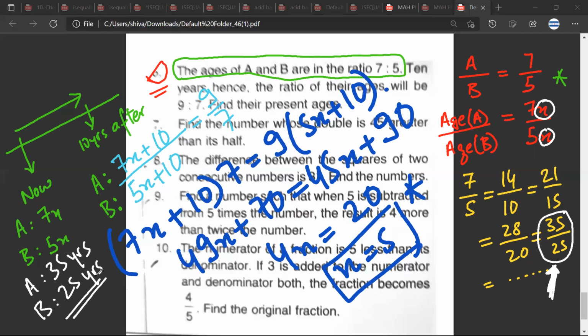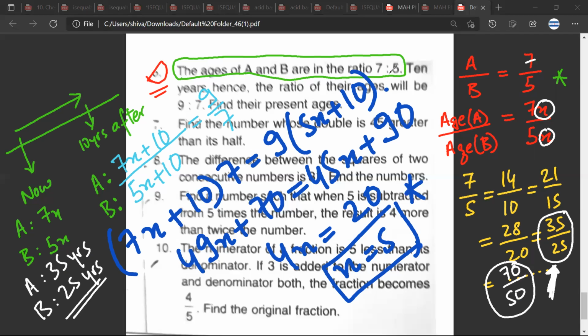Yes, sir. See, I'll repeat. In all these ages questions, whenever they give you the ratio of the ages, all they are trying to tell you is that the age can be any of these. It can be 7 and 5, it can be 14 and 10, it can be 21 and 15, it can be 28 and 20, it can be 35 and 25. It could have also been 70 is to 50. Only when we solve for the value of x do we actually understand the actual age.